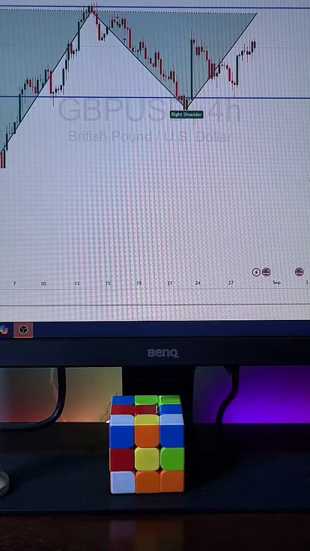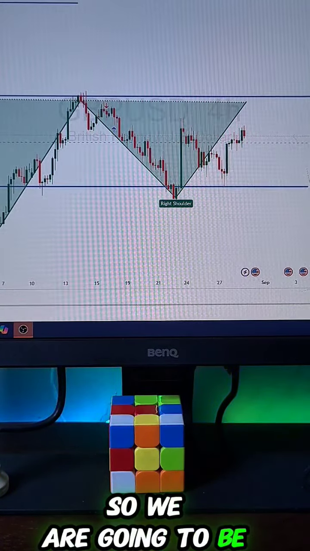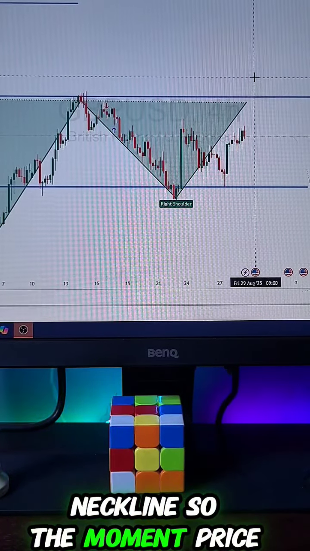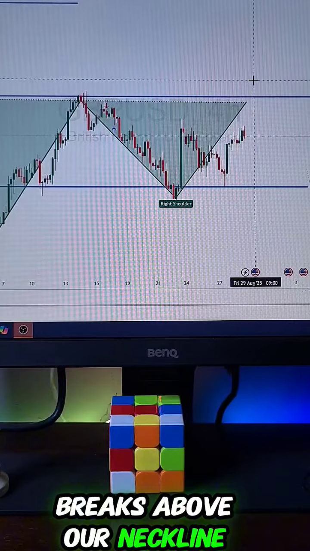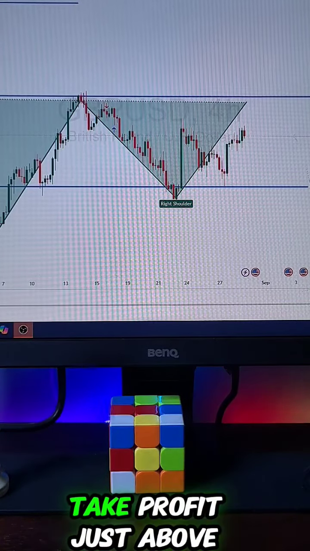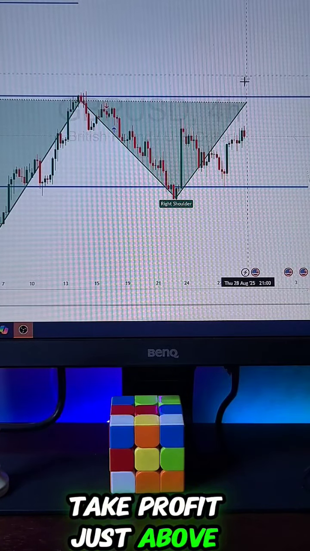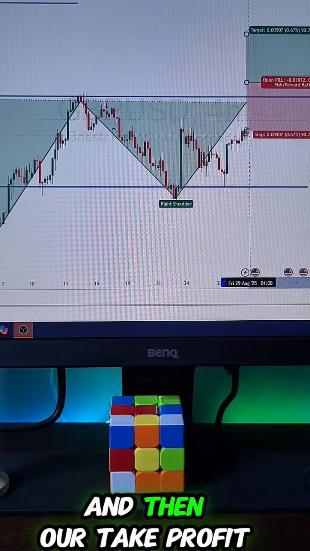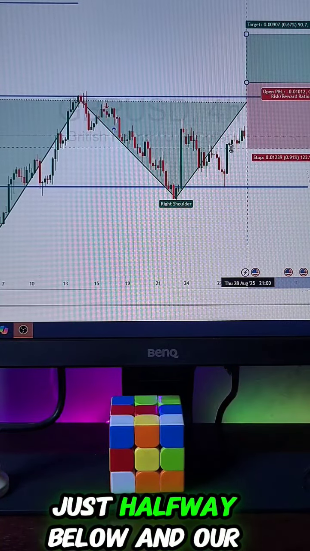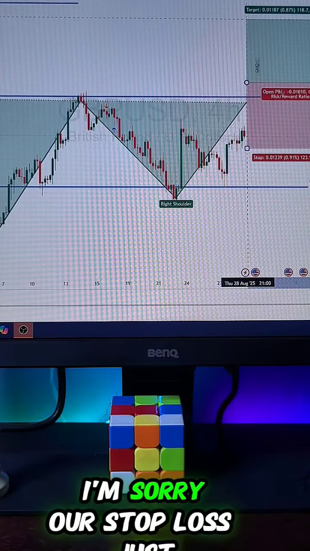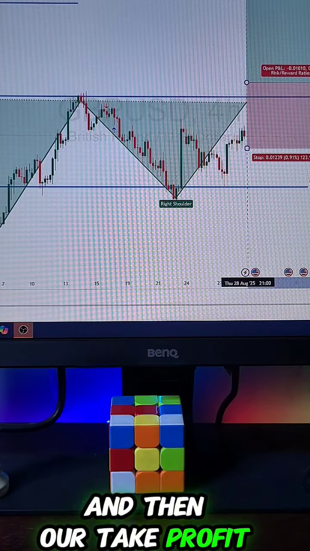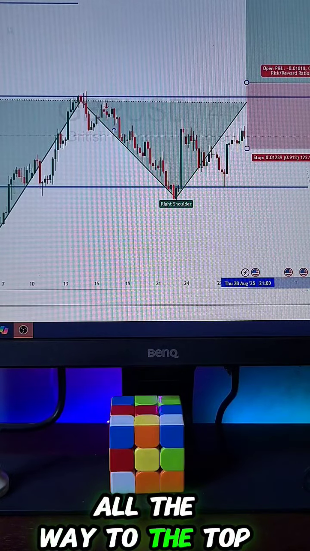Okay, so we are going to be watching this for price to go all the way and break above our neckline. So the moment price breaks above our neckline, we will be placing our entry just above the neckline, depending on where price closes at, and then our stop loss just halfway below, and then our take profit all the way to the top.